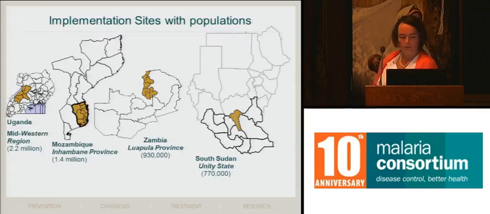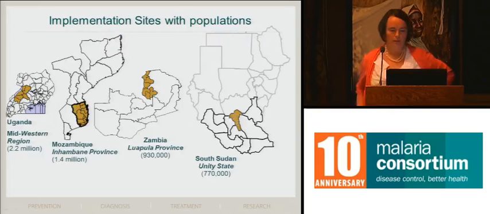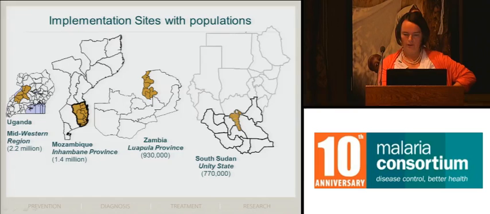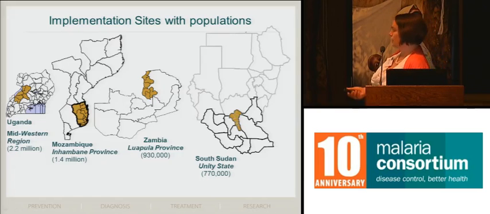So you can see here where exactly we implemented in the same countries: Midwestern Uganda, Inhambane province, Mozambique, Luapula province in Zambia, and then most of Unity State, except for one county, in South Sudan, reaching a total target population of around 5 million.